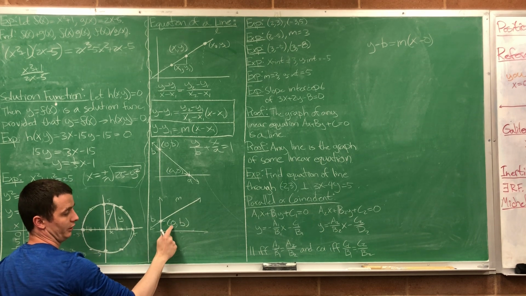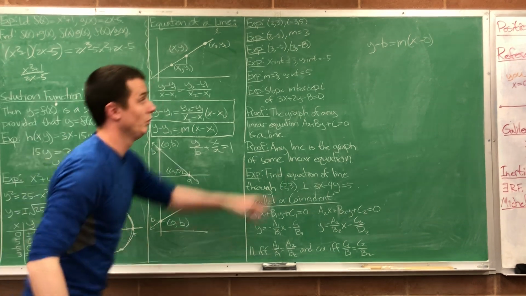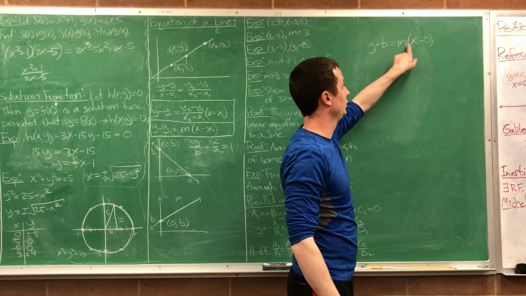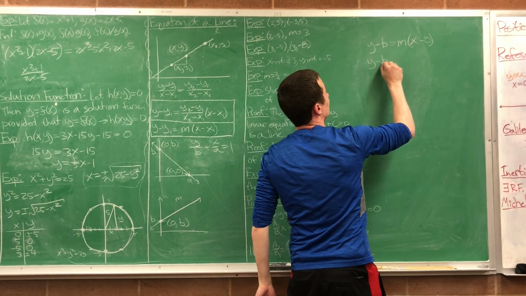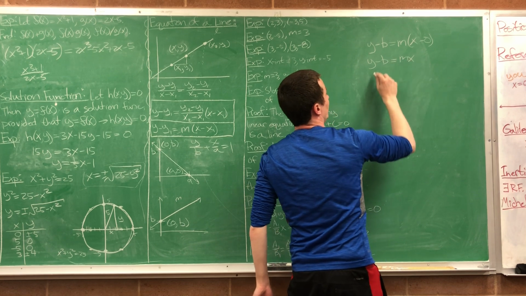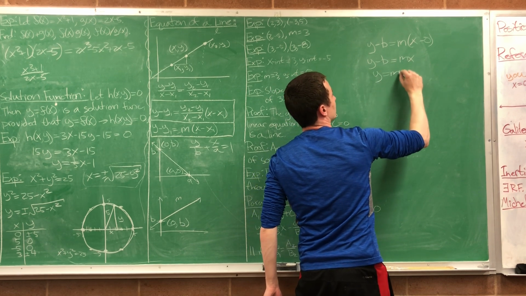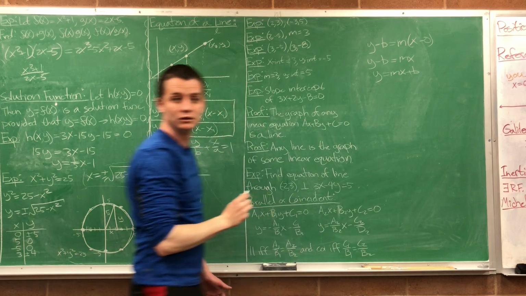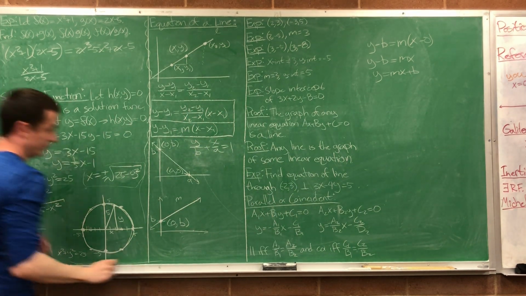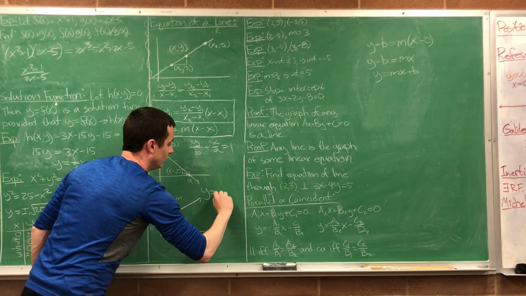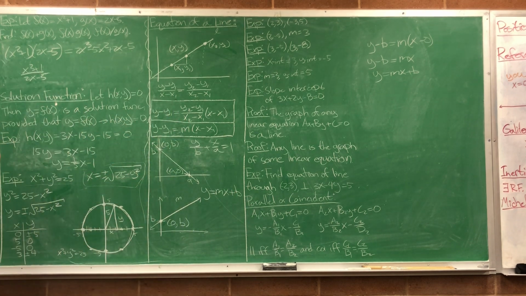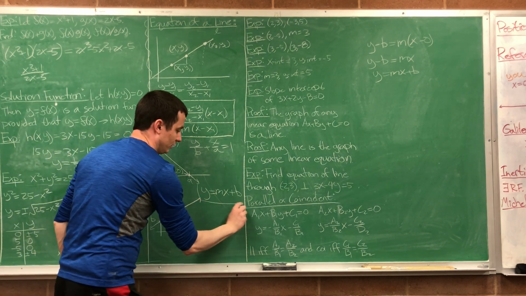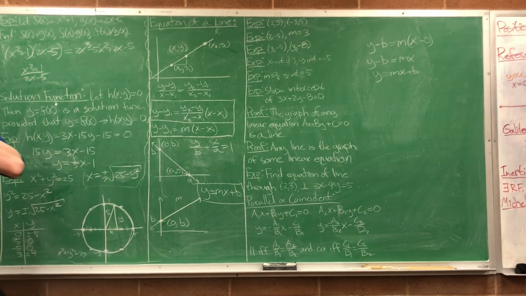Because the point I'm plugging in right here is 0 comma b. Here's x1, here's y1. So y minus y1 is equal to m times x minus x1. Or in other words, y minus b is equal to mx. Or in other words, y is equal to mx plus b. So there's another useful equation for a line. Y equals mx plus b. And for whatever reason, this seems to be all the kids' favorite. I wonder why.